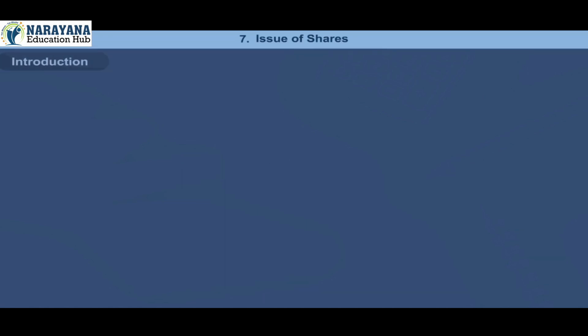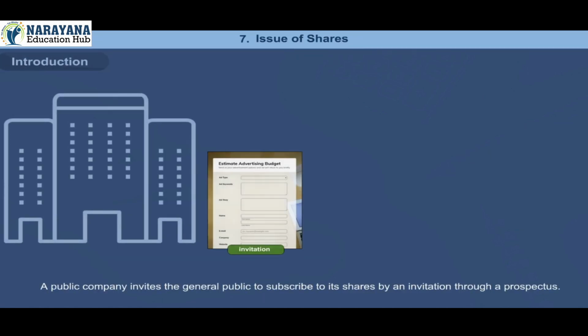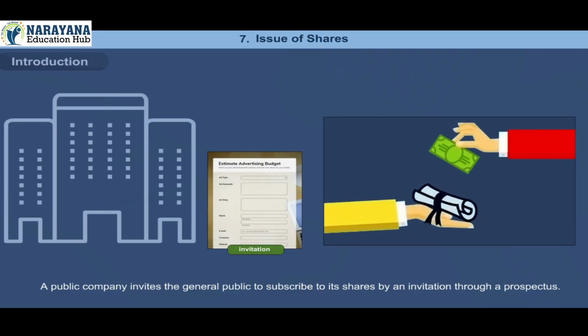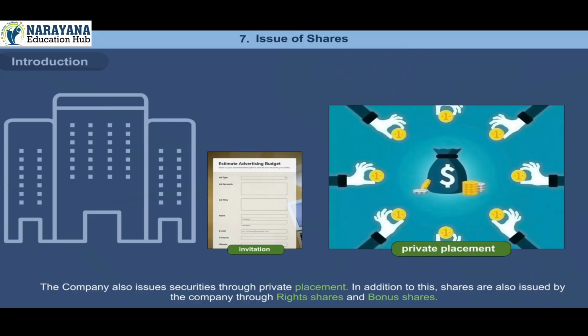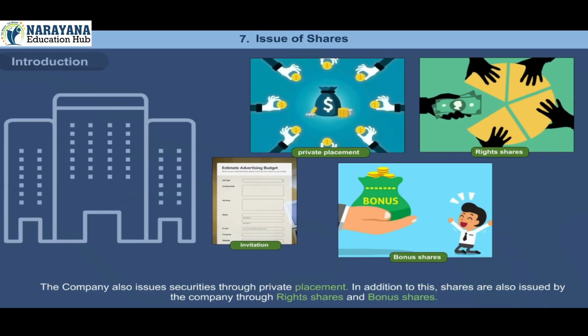Chapter 7: Issue of Shares. Introduction. A public company invites the general public to subscribe to its shares by an invitation through a prospectus. The company also issues securities through private placement. In addition to this, shares are also issued by the company through right shares and bonus shares.